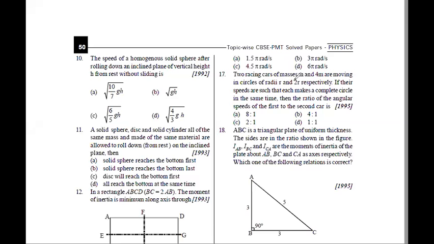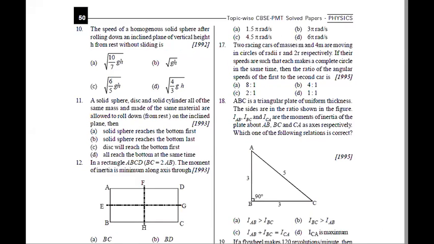Two racing cars of mass m and 4m are moving in circles of radii r and 2r. Okay, this is also easy, right? 17th is also easy. You can solve it now. These are formula-putting questions, right? 18th one.